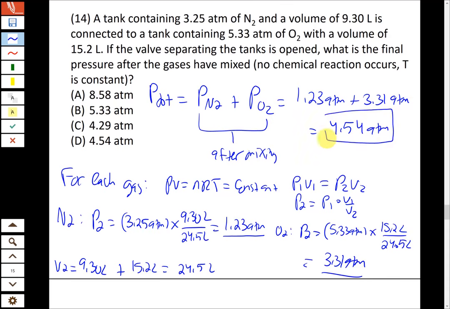All right, so this is a pretty typical gas mixing problem, which combines the ideal gas equation, figuring out the new partial pressure after mixing, with Dalton's law, which states that the total pressure is just the sum of the partial pressures. All right, any questions?